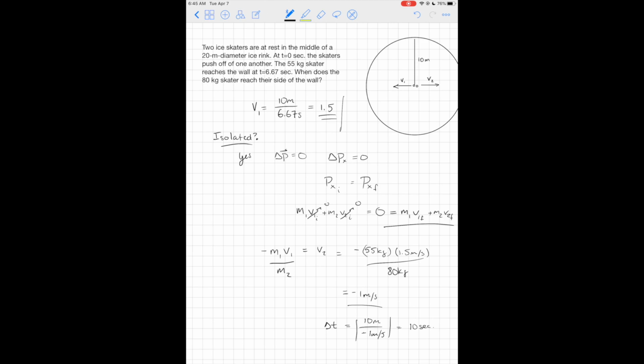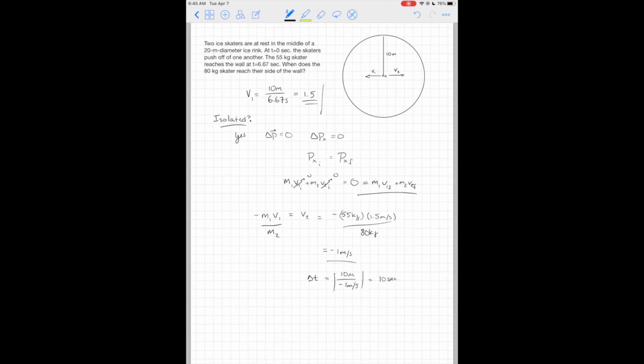So this is how momentum can help us figure out complicated interactions like this. Notice we didn't talk about the forces exchanged, but we know that the forces exchanged between them have to be opposite and equal. That is enough information to give us the rest of the problem. So that was an example problem of conservation of momentum in an isolated system.